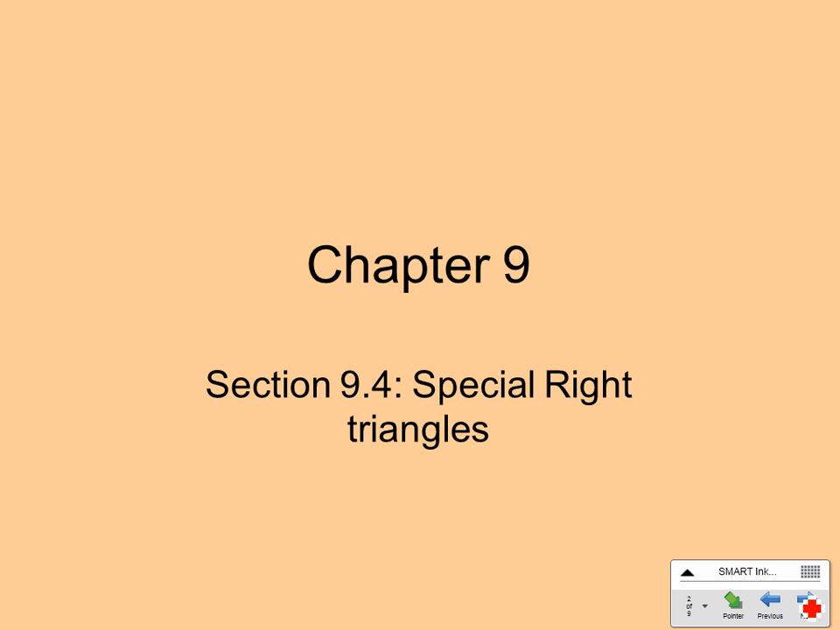Alright, so special right triangles are what we're going to talk about in section 9.4. We have 2 types. Okay, the first one, this is what I'm going to start out with. Clearly that is not a triangle, right? It is a square. What do I know about squares? Natalie?